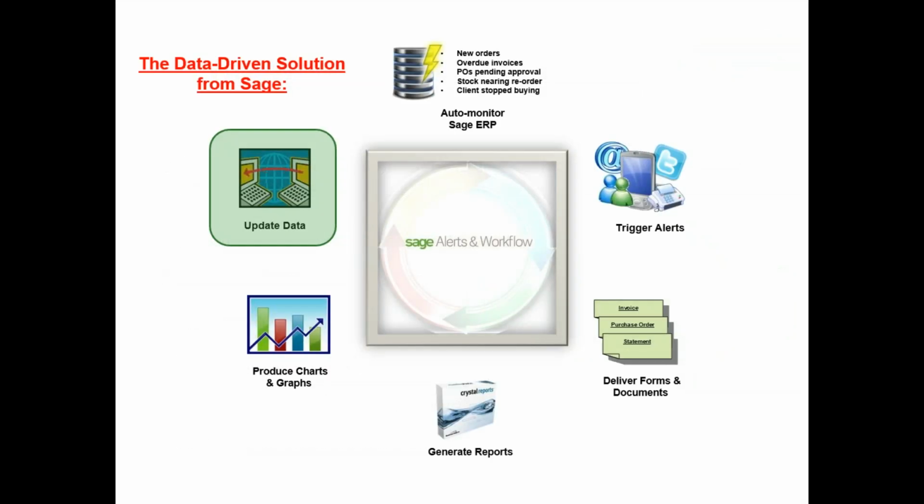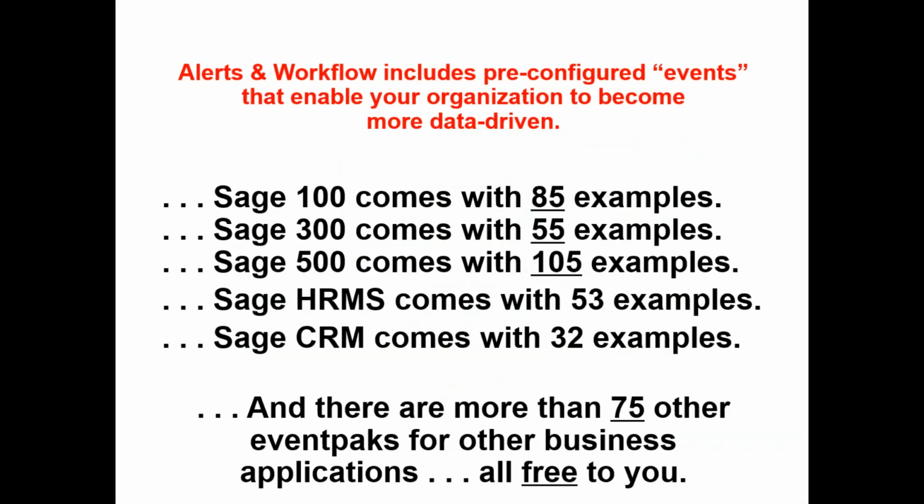So that is the entire picture of Sage Alerts and Workflow. Now, I mentioned out-of-the-box Alerts and Workflow ships with over 85 pre-configured business conditions for Sage 100. You can see some of the other pre-configured collections for some of the other Sage products. Note that outside of the Sage software arena, we offer over 75 collections of pre-configured events for other business applications.